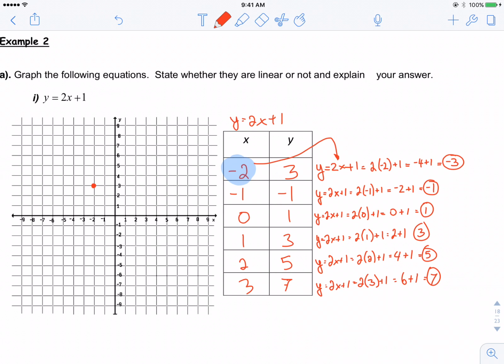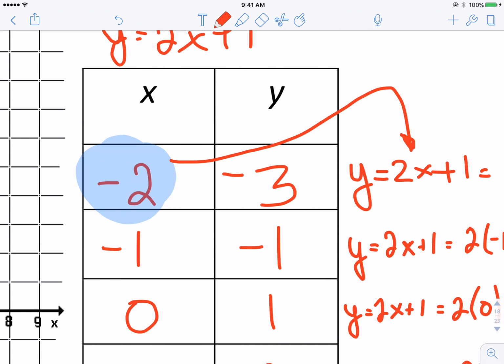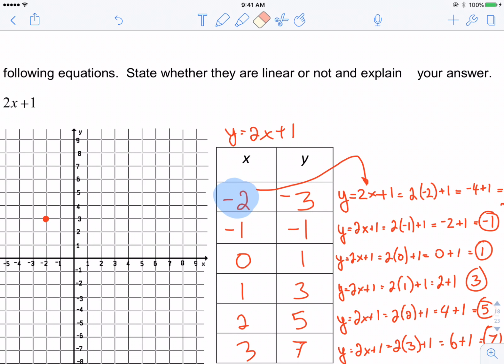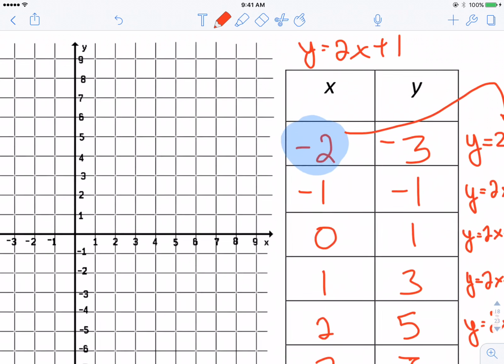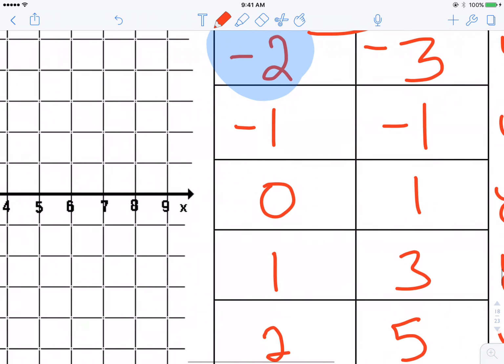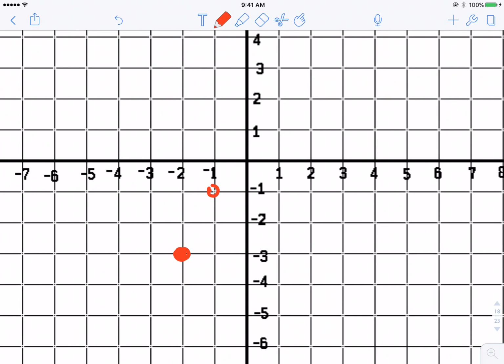Oh, sorry. My apologies. That's a -3. Because this is negative. So let's get rid of that point because that's not in the right place. We have -2, -3. That's down here. Then we have -1, -1, which is right here.